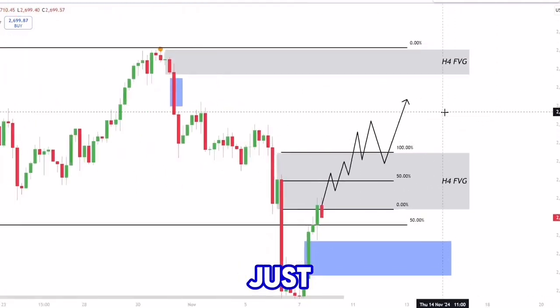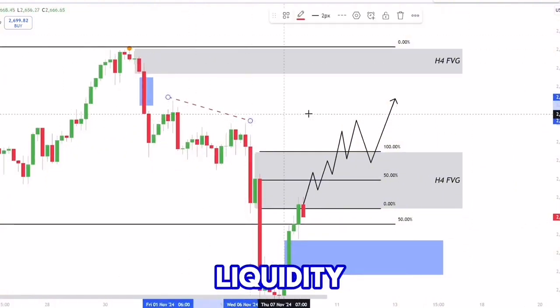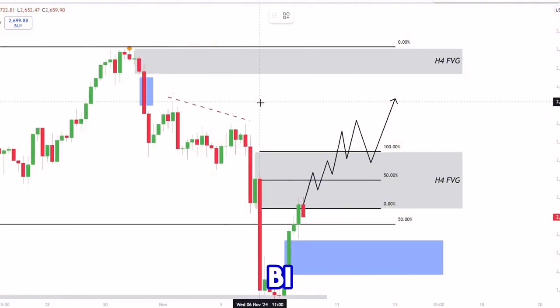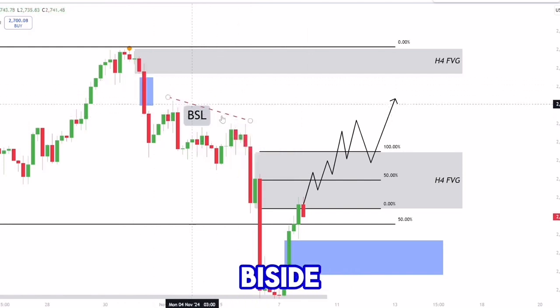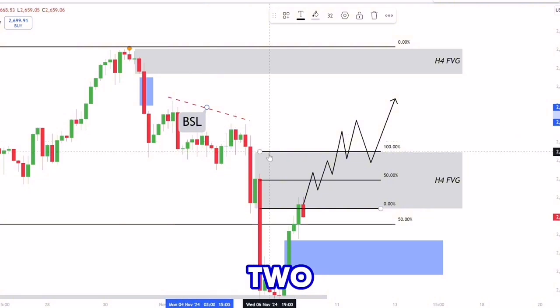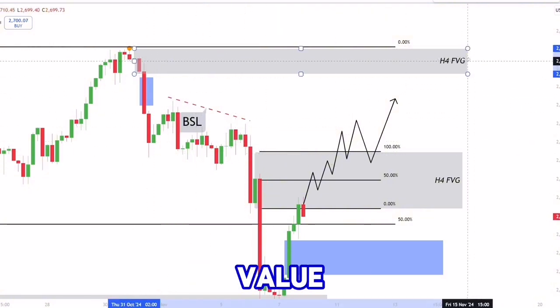Okay, let's now look at the charts over here and understand. We also have some trend line liquidity over here. So this is buy side liquidity, BSL. Now, what makes this buy side liquidity? Well, it's simply a trend line with two taps. We also have an inefficiency over here and a fair value gap over here.